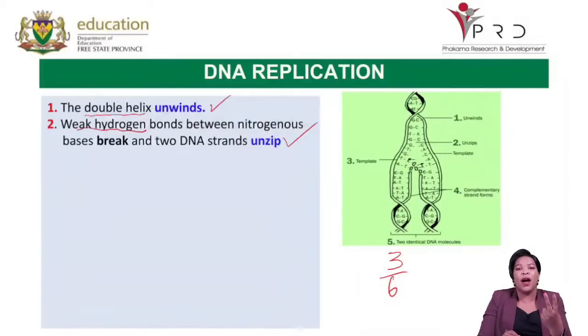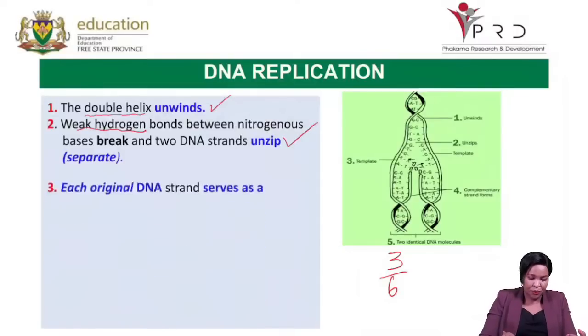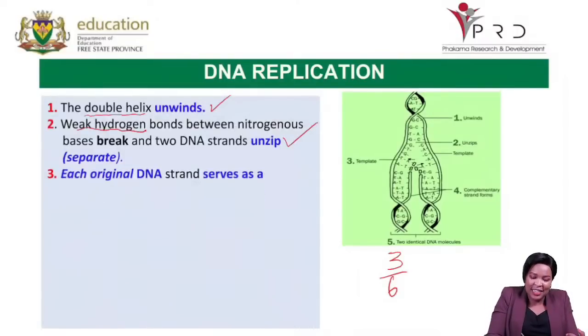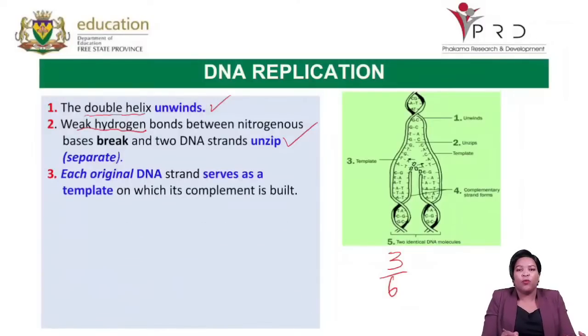The double helix unwinds, the weak hydrogen bonds between them break. And you know, when something breaks, then it's going to cause what? The unzipping. So hence it is 1 mark for that. And then what happens after that unzipping? Each original strand serves as a template. Now, if you say the 2 things have separated or DNA, the double strand, has unzipped, you must now tell us what happens to each one of them. That is where you are going to get your third mark.